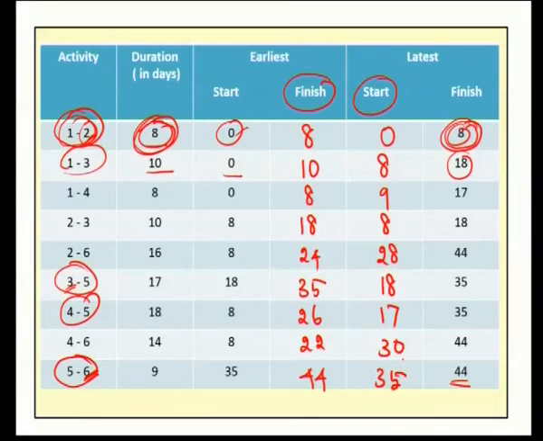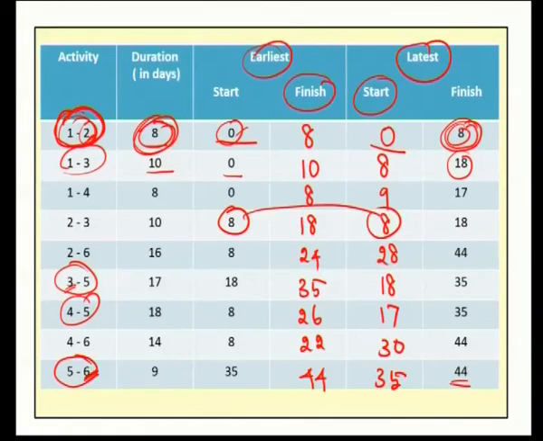Now, in order to determine the critical activities, we have to check the earliest starting time and latest starting time. To find the critical activity, we should look into the earliest and latest starting times. For the first activity, both values are the same, 0. Therefore, we choose the activity 1 to 2, which should lie in the critical path. The next place where the earliest starting time and latest starting time coincide is the activity 2 to 3, which is 8. So, next we choose 2 to 3.